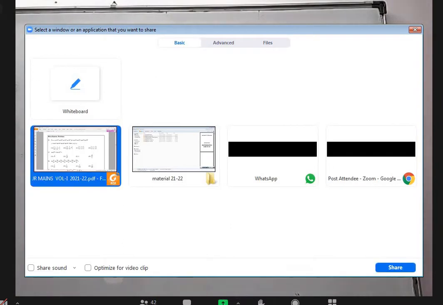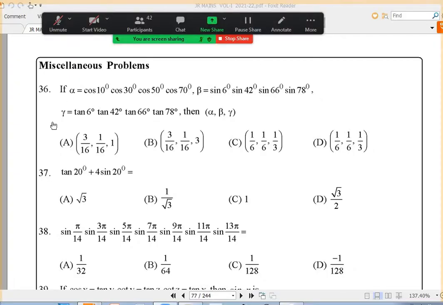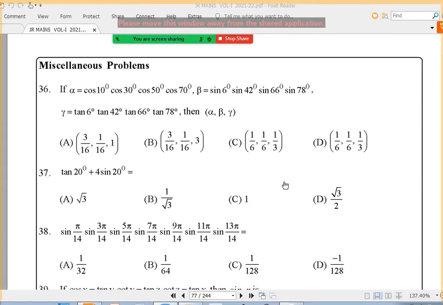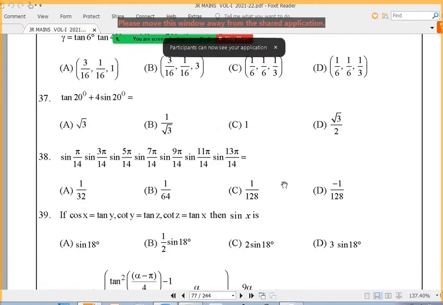Okay, this is 36. Yeah, tan part I have not done. If you do it, you will get 1. So option A, 3 by 16, 1 by 16. Yeah. Okay, 37.